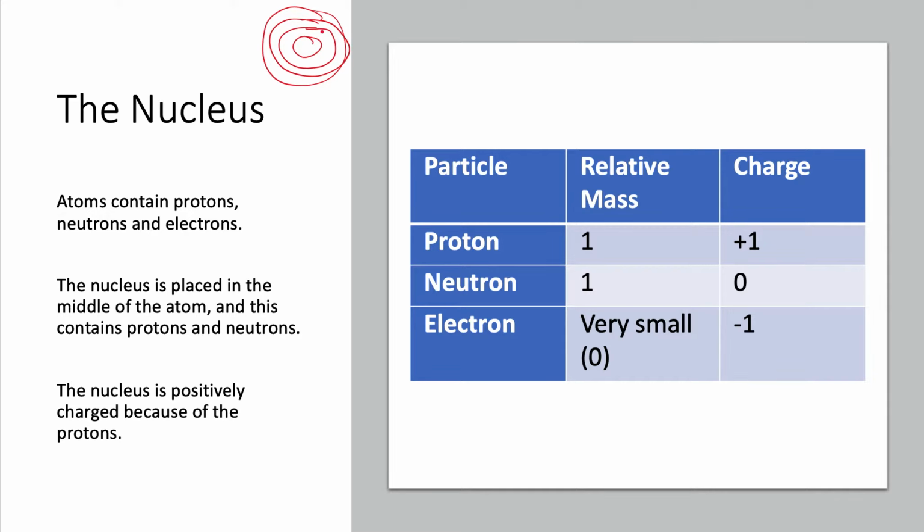So the whole atom contains protons, neutrons, and electrons. Protons have a positive charge, neutrons have a neutral charge, and electrons have a negative charge. The nucleus, as I said, is in the center of the atom and it contains protons and neutrons, and this gives the nucleus a positive charge. Electrons are really small, they don't really have a mass. We say the mass is normally 0 because it's that light, and protons and neutrons have a mass of 1.